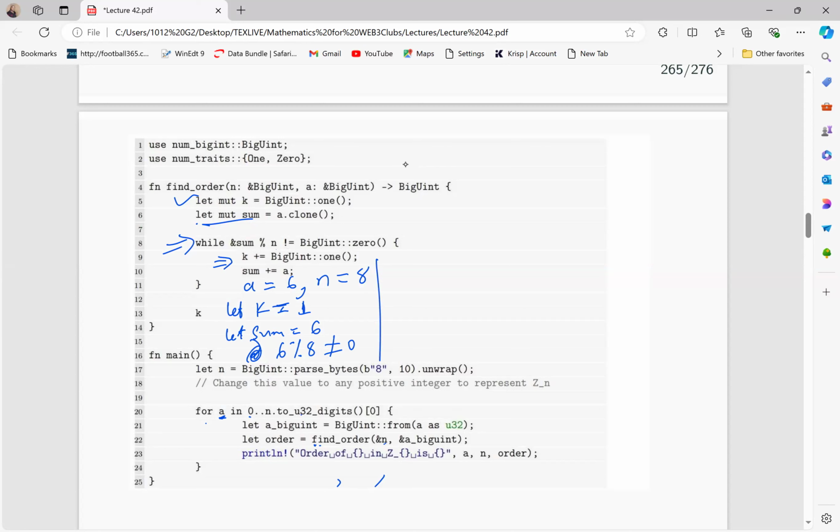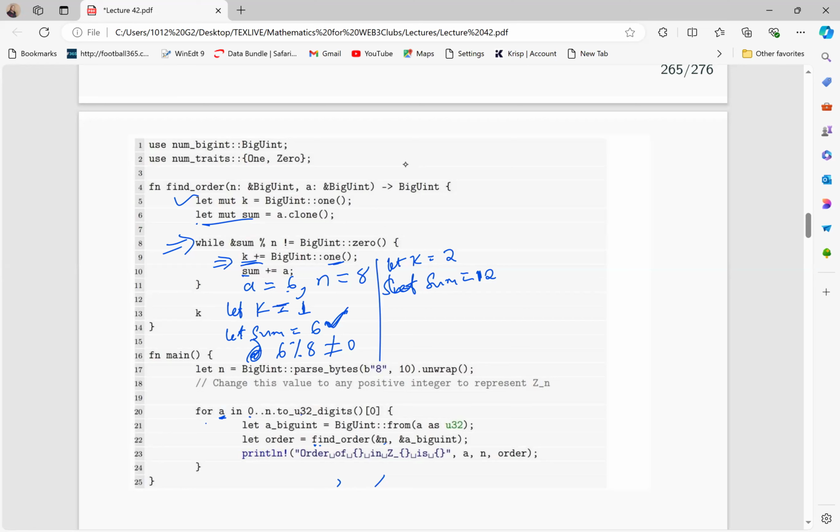What does it say? We now say, let K be 2. Increment K by 1. So K now becomes 2. What about our new sum? The sum now becomes the sum we had plus A. Our A is 6, so our sum is now 12.